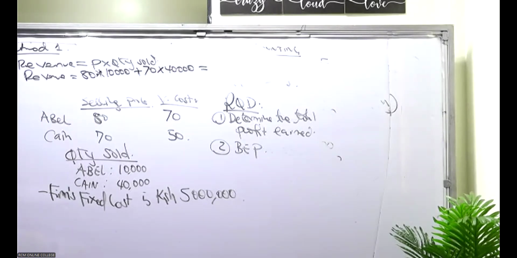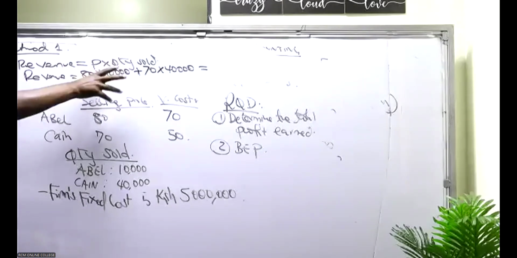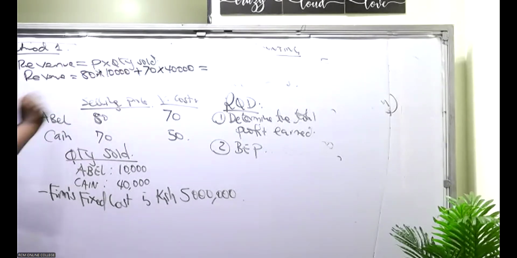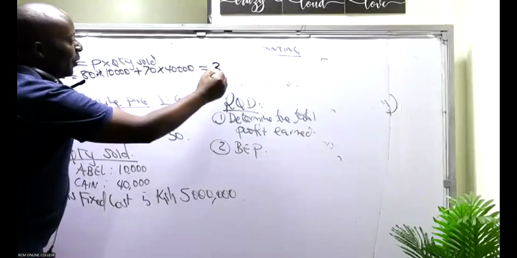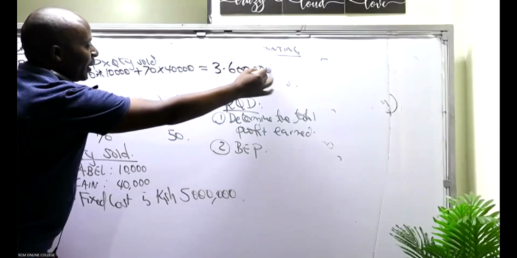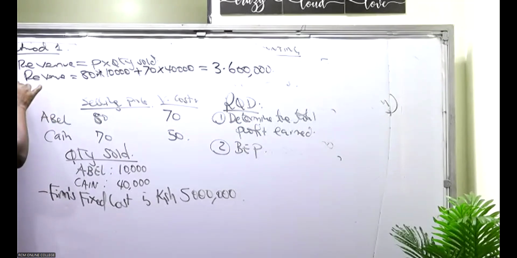Even though that fixed cost is so high, there's no problem in getting a loss. So you can see this is the revenue from selling Abel, price times quantity of Abel sold, plus the revenue out of selling a product known as Cain. Yeah, so they're telling me it is 3.6 million. Now from there, come and give us our total cost.